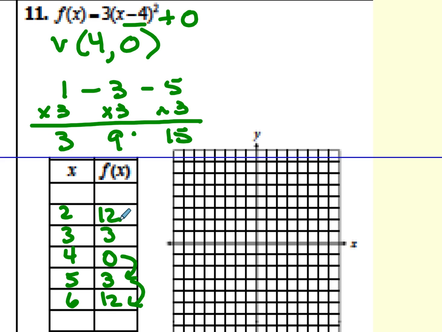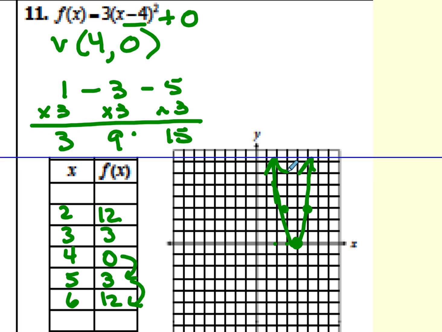Okay, so now we graph 4, 0. 1, 2, 3, 4, 0. And then we're at 5, 1, 2, 3. And then we're at 3, 3. And then we also have 12, which is going to be off of my parabola. So when it's a vertical stretch, it's a very skinny parabola.